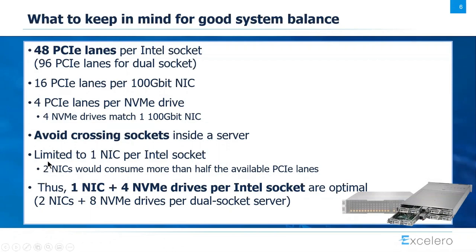And since you want to avoid crossing the sockets and to avoid adding extra latency here, what you want to do is in a dual socket system, you want to have 2 NICs, one of them for each socket, and then up to 4 drives behind each of the sockets to get the full performance out of the system.